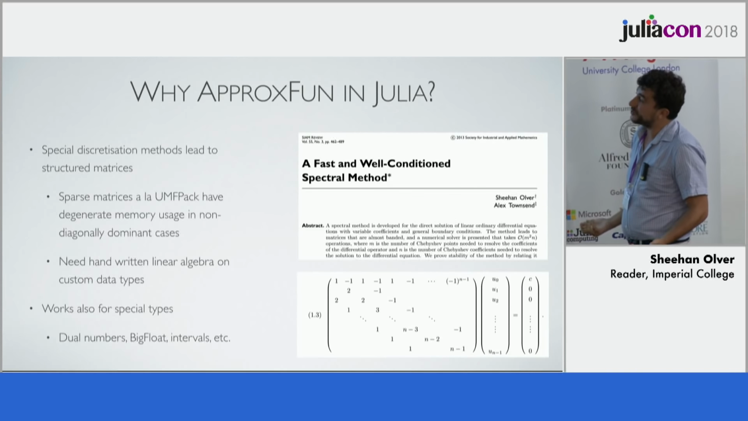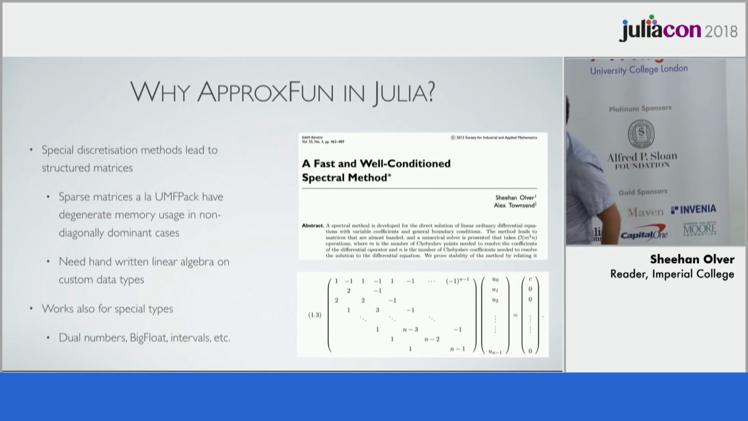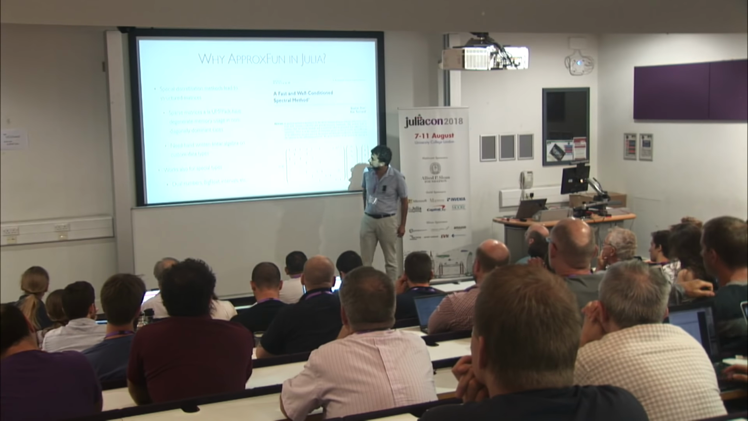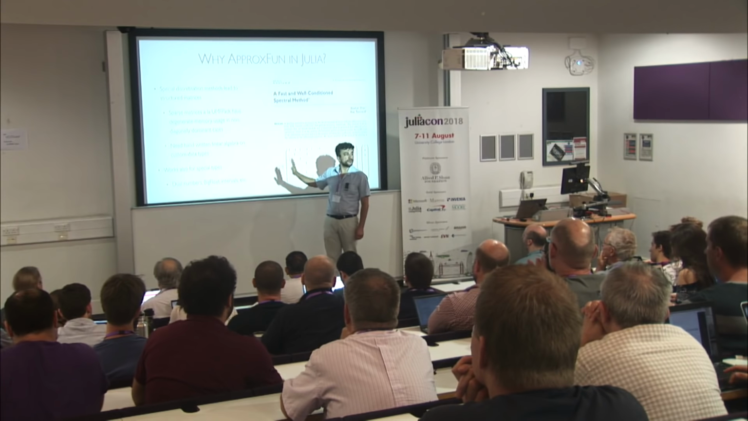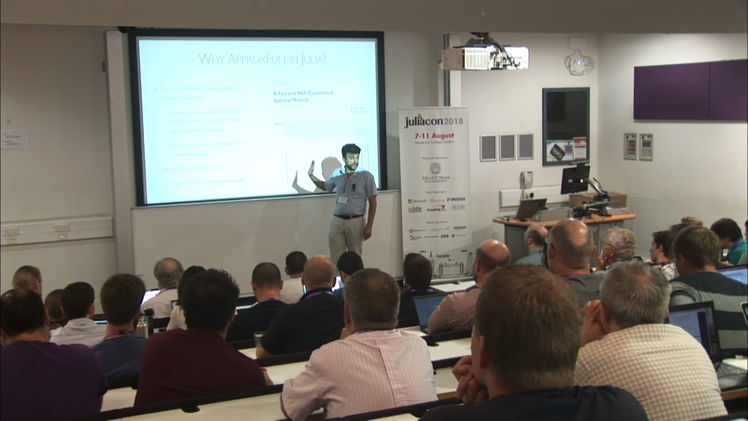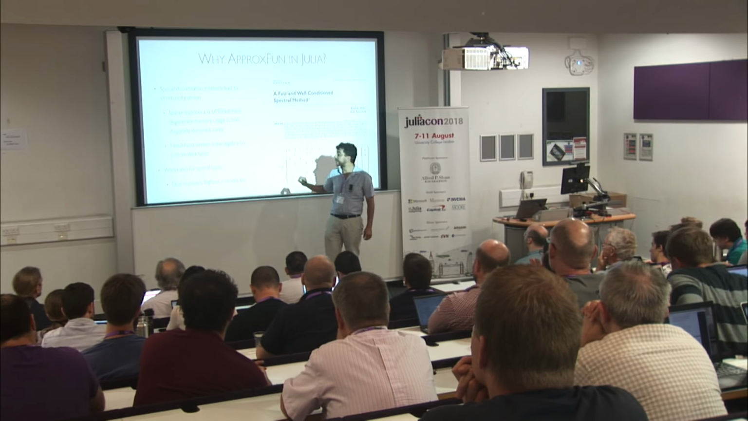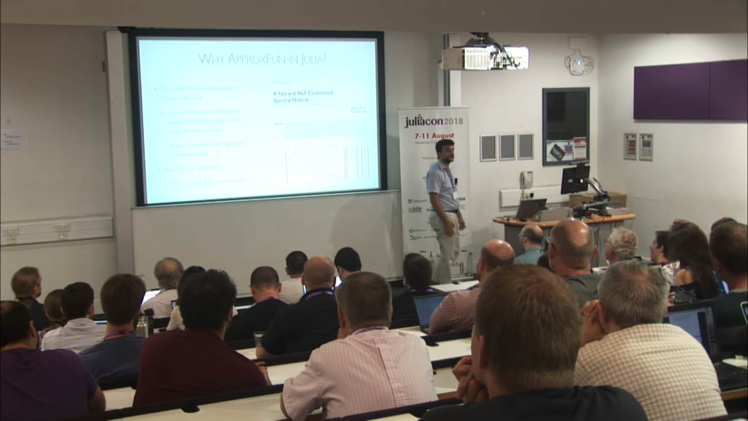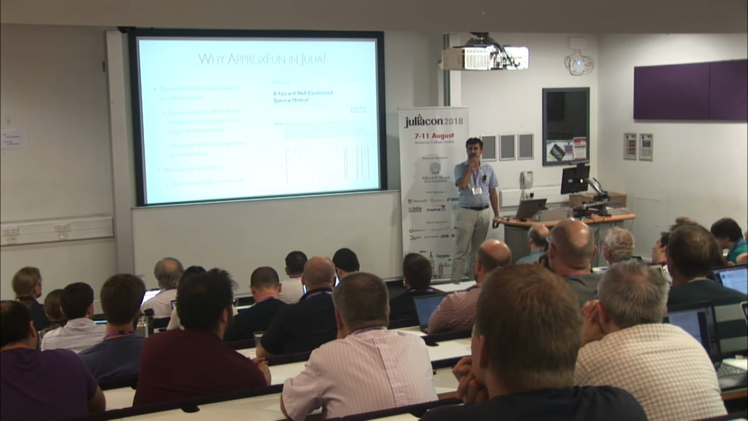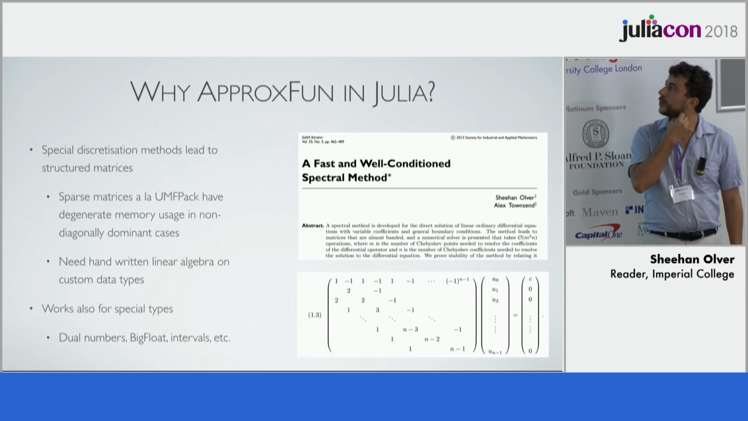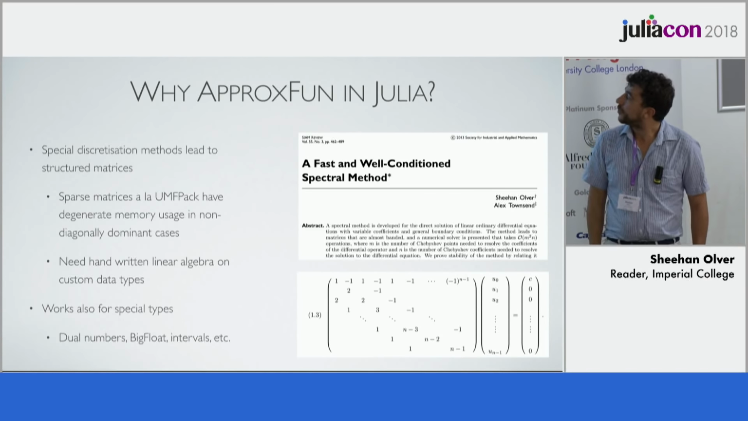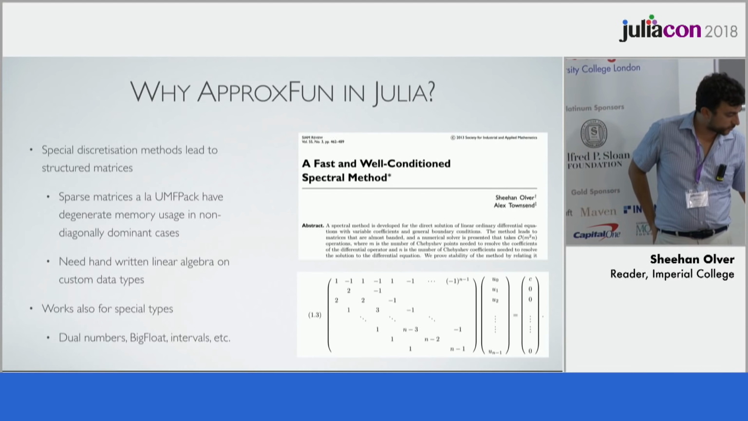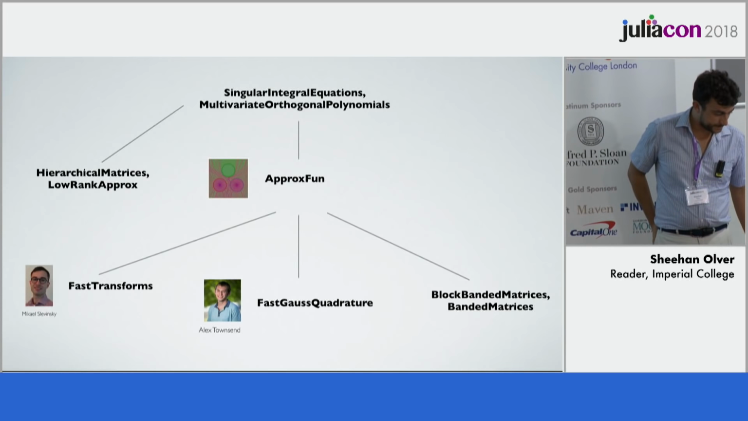But a consequence of this, which I'll show in the second part of the talk, is that because I had rewritten this all in Julia, I get for free a lot of features that would have been very difficult to do in any other language, maybe impossible. I get support for dual numbers, big floats, intervals, and so on. So that's roughly the reason why I got interested in Julia and in developing approximation.